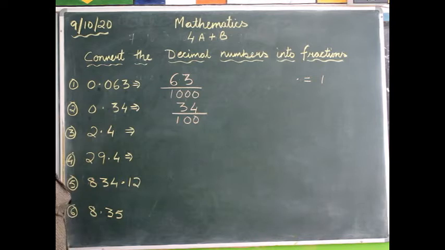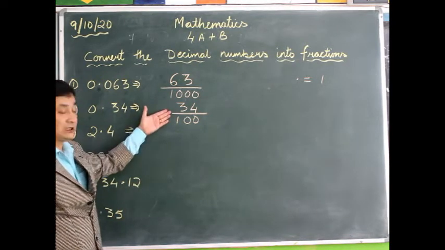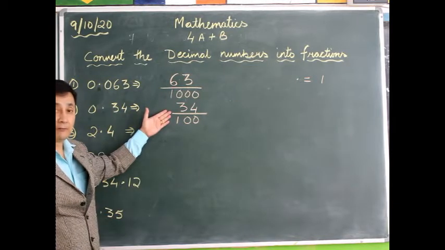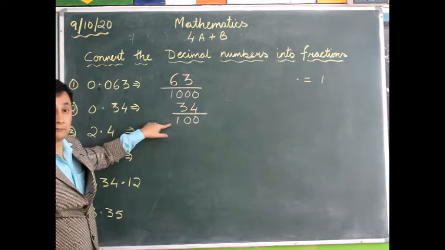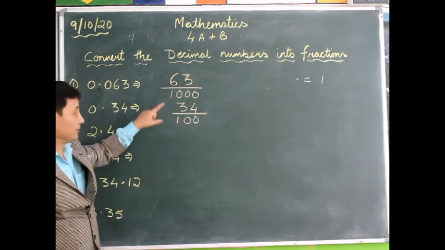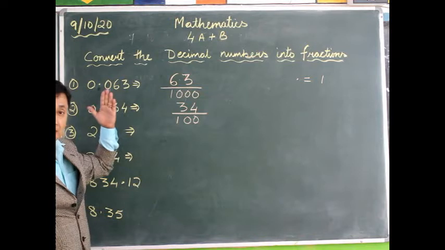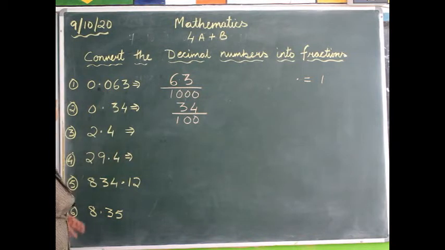Okay. So now have a look. 34 upon 100. Is it a proper fraction or an improper fraction? Remember, proper fraction? The numerator is smaller than the denominator. Improper fraction? The numerator is bigger.